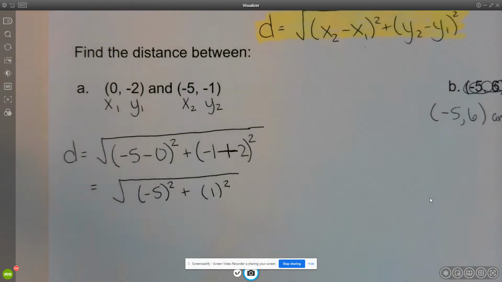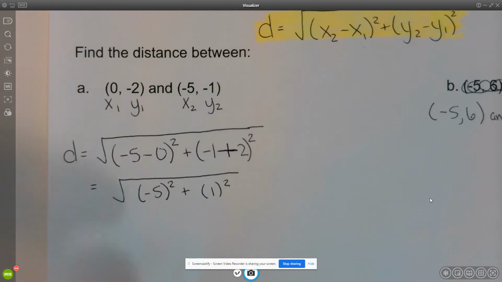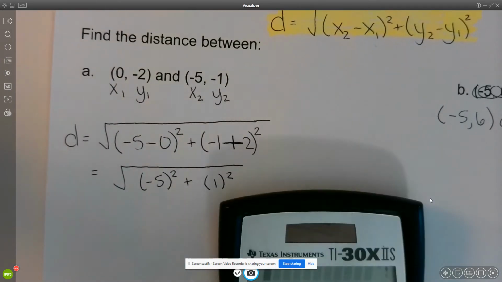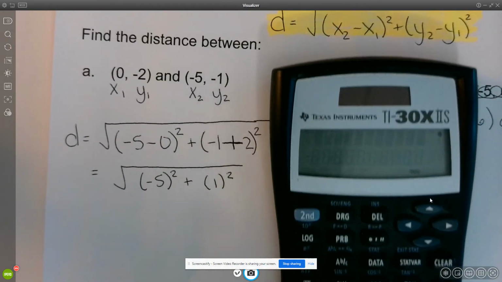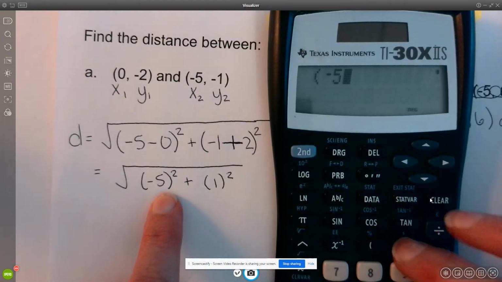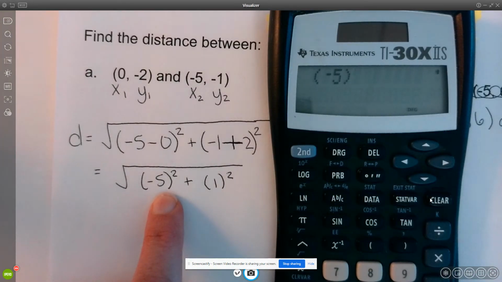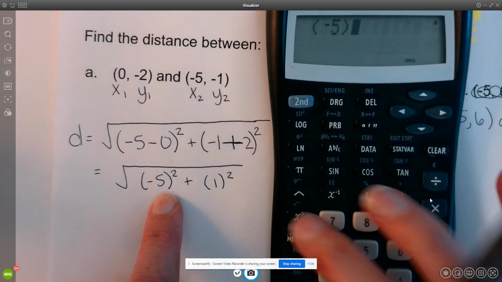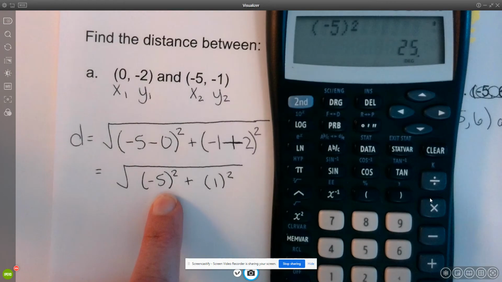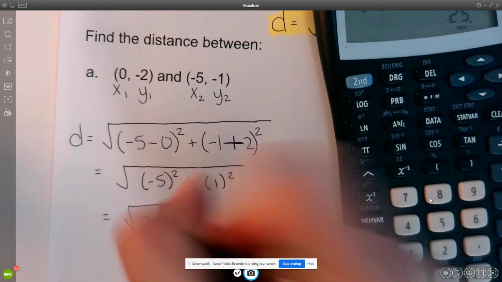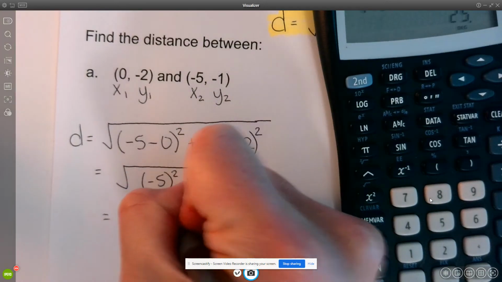I still wouldn't type this all in on your calculator at once. I would go ahead and square these numbers. So remember, if you have a hard time remembering where that button is on your calculator, if I wanted to do 5 squared, the squared key is this one right here, 25. And 1 squared is 1.